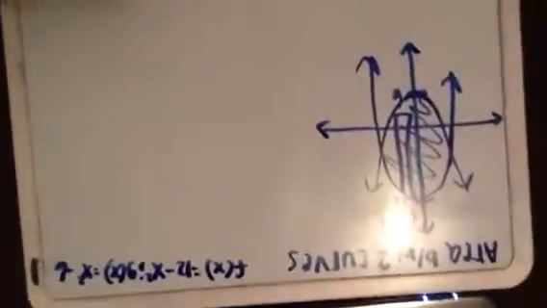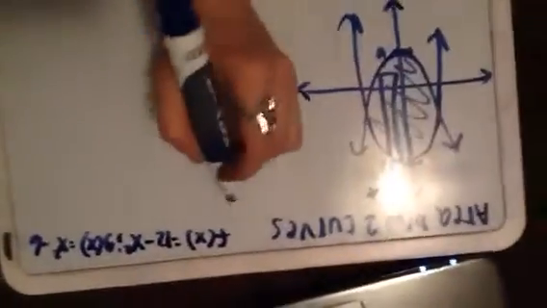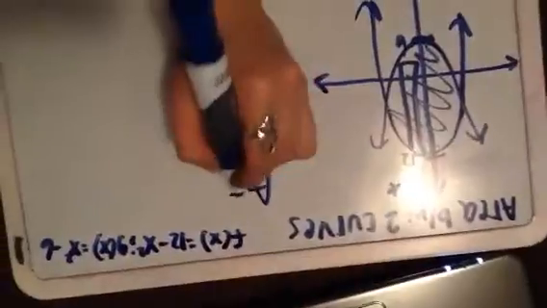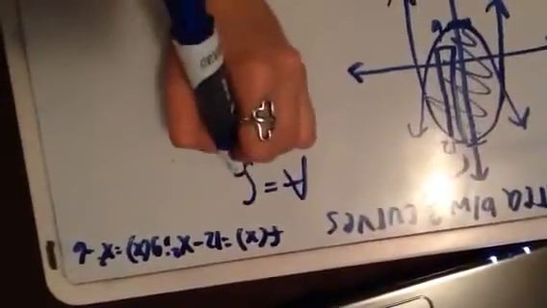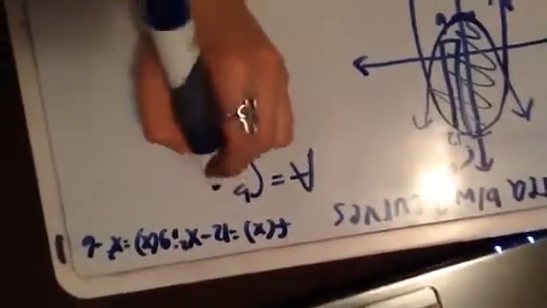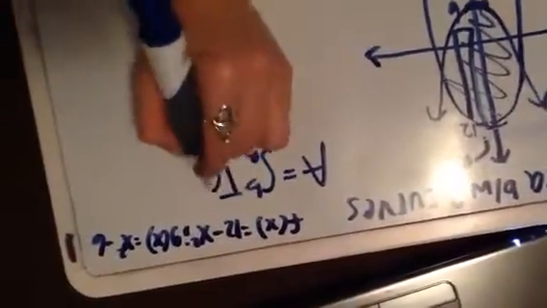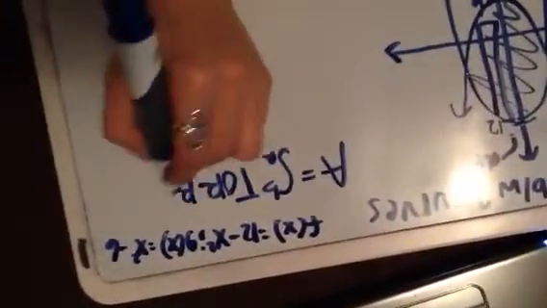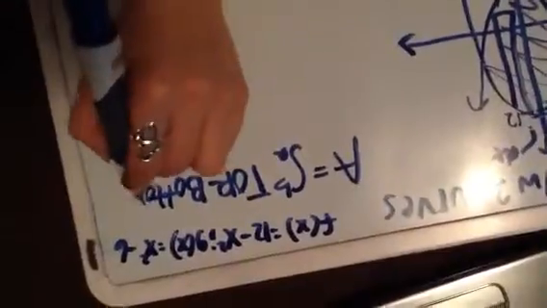Okay, so now we have to integrate this function. So really the area is equal to the integral from a to b of the top function minus the bottom function dx.